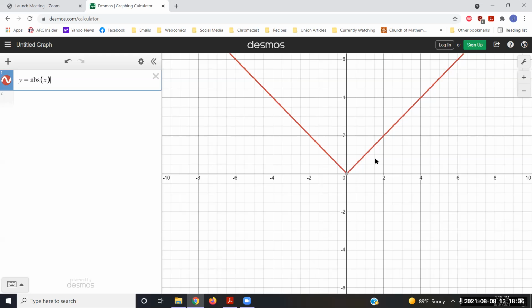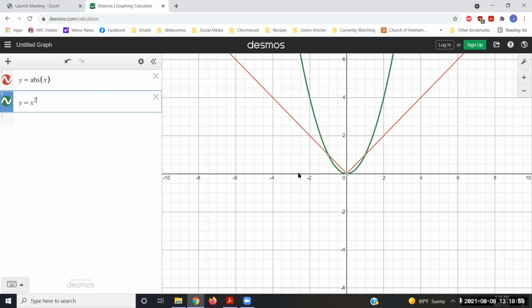Instead of being the nice curved parabola, we get a shape like this, which comes down to a point and then goes up. Again, this is just one of the basic functions which you should know. It is very much a function. What's interesting is this and the other function, y equals x squared, they both have the same domain and range.